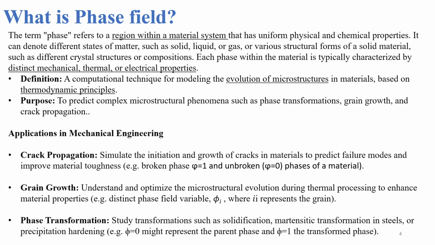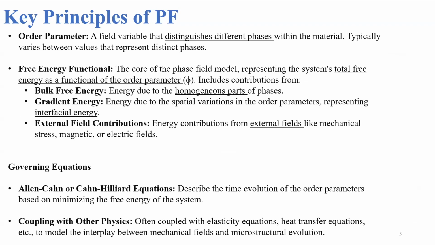Next, it can also be used for understanding phase transformations. We can study transformations such as solidification, martensite transformation, which is very important for steels, or precipitation hardening. And in that case, we can take phi equals 0 for the parent phase and phi equals 1 for the transformed phase. Let's discuss some of the key principles of phase field.